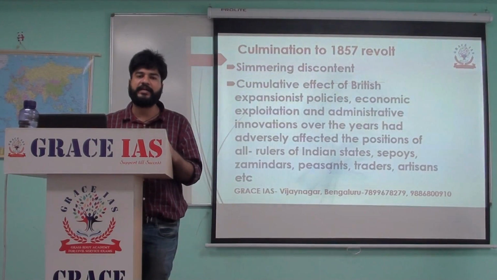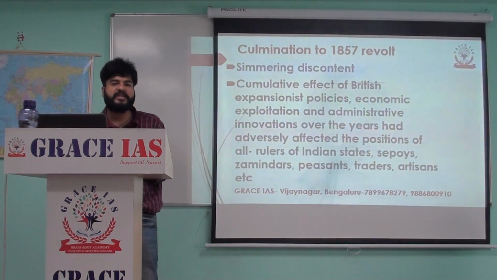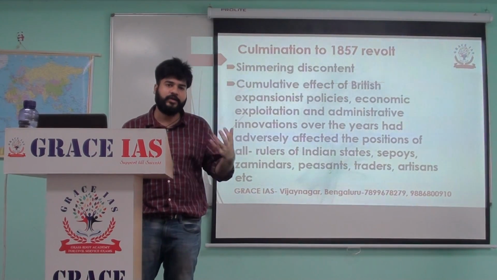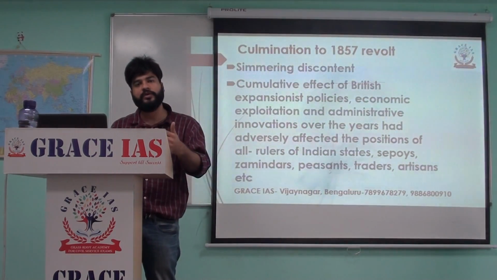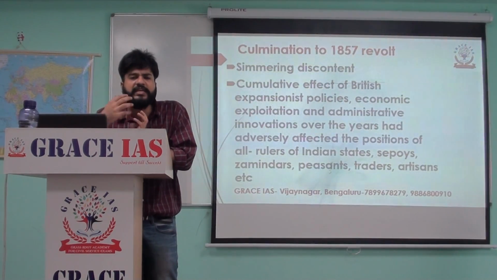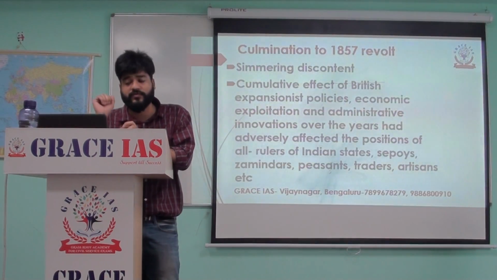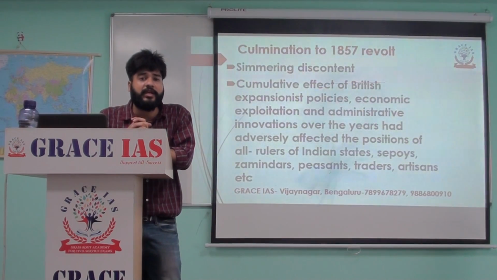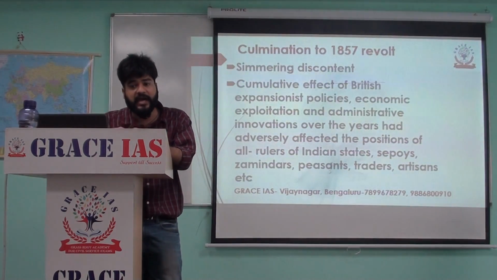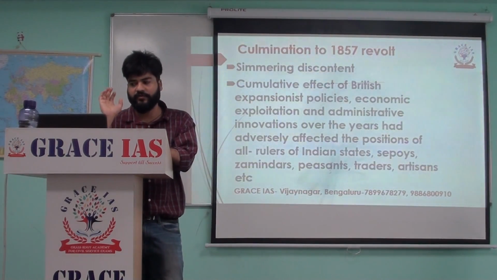Now we move on to the second heading, that is the culmination to the 1857 revolt. We'll tell how all this culminated into the 1857 revolt. So basically there was a simmering discontent in society as a whole. The policies which led to the pre-1857 revolts were continued by the Britishers, such as the policy of expansion and the policy of economic exploitation. These kinds of policies highly angered and adversely affected various sections of society, like the rulers of Indian states, the sepoys, the zamindars, the peasants, traders, and artisans. These were essentially the people who revolted, who took up arms in the 1857 revolt.